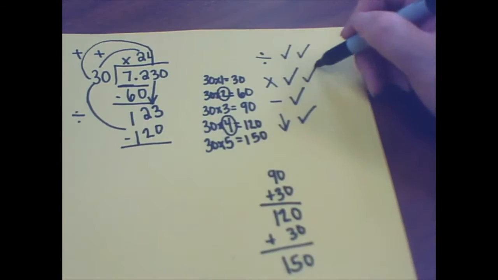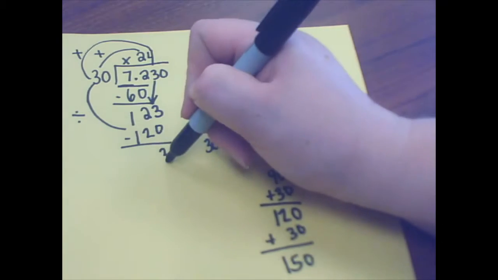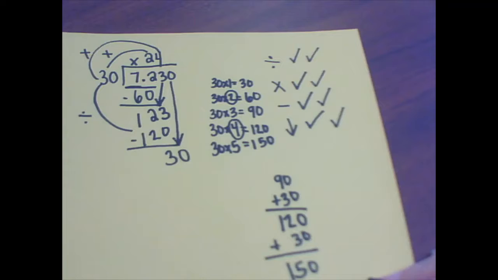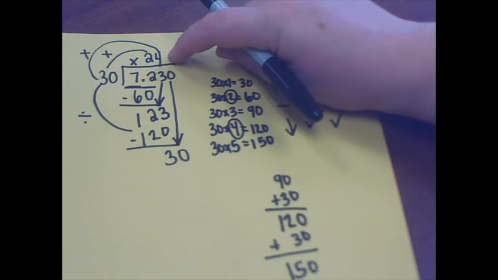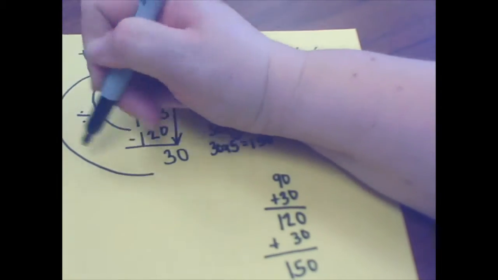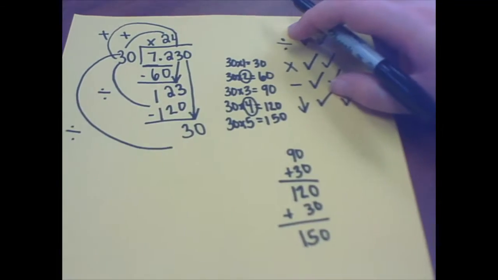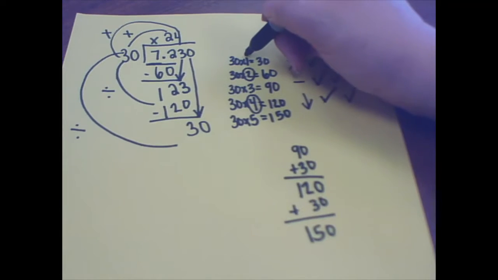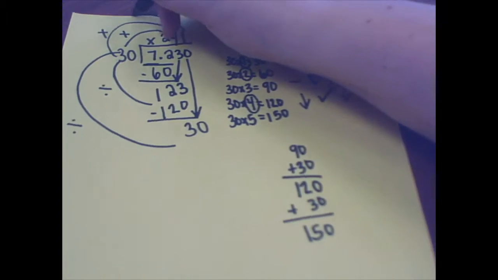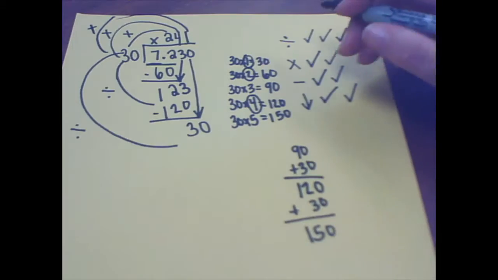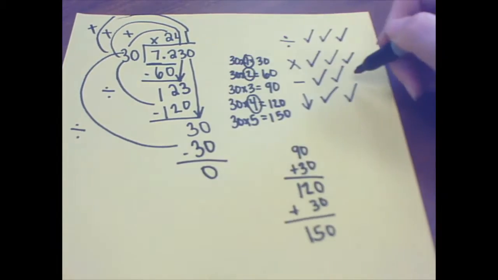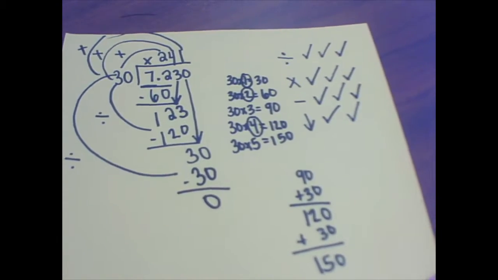Divide, multiply, subtract, bring down. And I'm not done yet because this number in my dividend needs an answer above it. So I start the process over. I'm dividing again. 30 into 30. I know it goes in one time. I just divided. Multiplying down. 30 times 1 is 30. Divide, multiply, subtract. I have nothing to bring down.